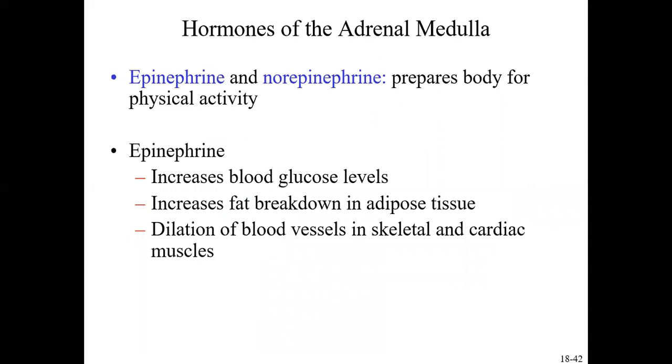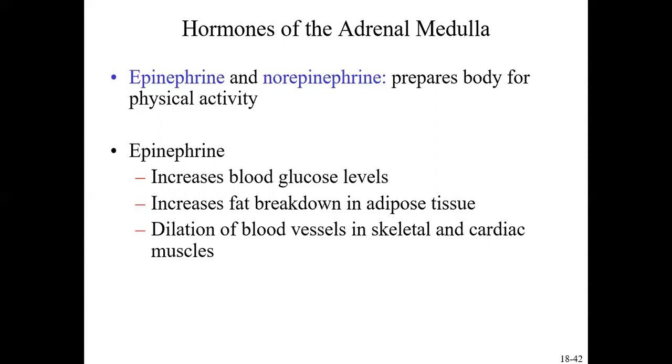So let's start by talking about the medulla section and the 2 hormones produced there, epinephrine and norepinephrine. Both of these help to prepare the body for some kind of physical activity. You may have talked about the fight or flight type scenario, and that's what these 2 hormones are there to do. Epinephrine specifically increases your blood glucose levels. So it puts glucose back into the blood, and glucose is basically an energy source. And so that helps your body get some of the energy that it needs.